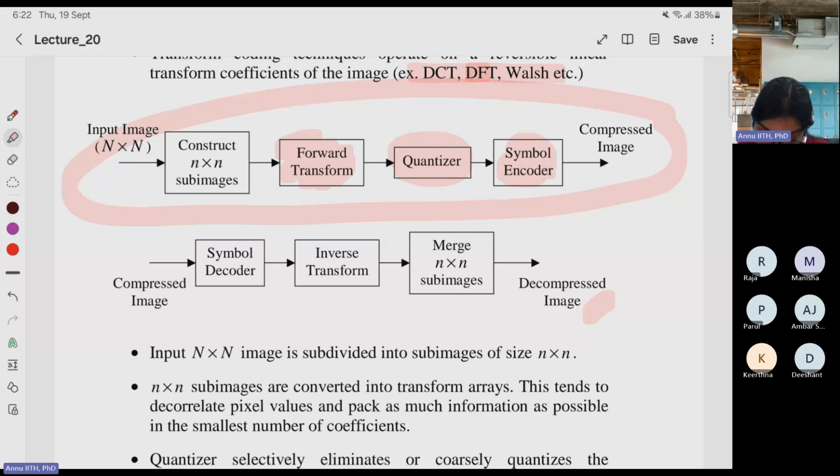Very true. So at the end, the quantizer selectively eliminates or coarsely quantizes the coefficients with least information, whereas the symbol encoder uses a variable length code to encode the quantized coefficients. Any of the steps above can be adapted to sub-images, because one image can be split into various sub-images of different sizes based on local information, or fixed sub-images.